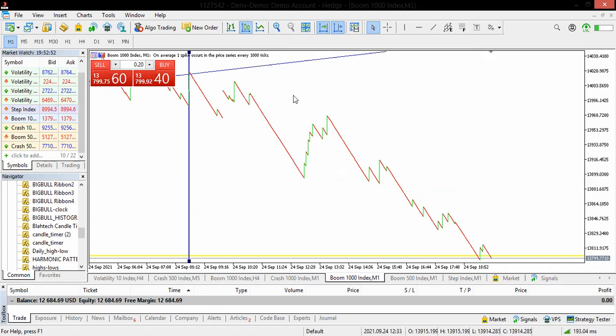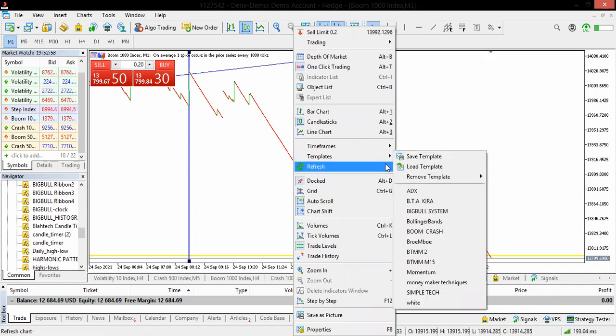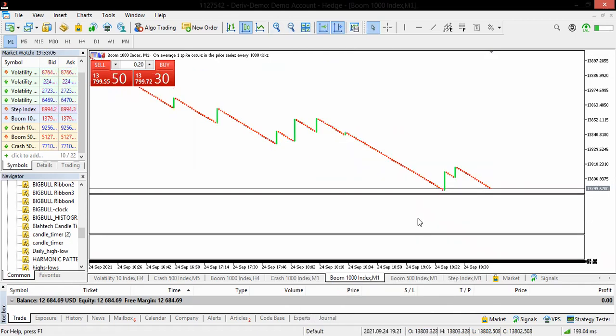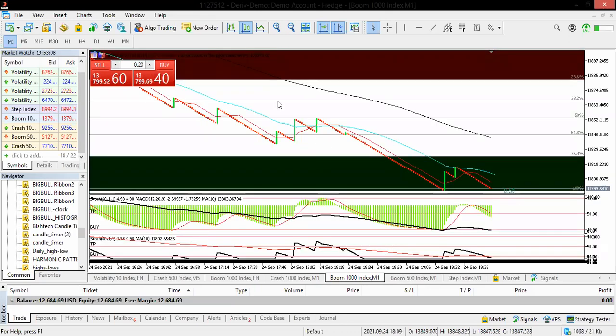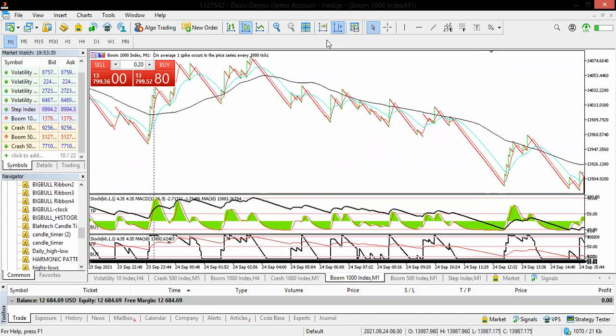Let me now add a template. Permit me to add my templates, which I will only tell you what counts in my templates and what did not count. Make money maker techniques. Okay, here's my template. Don't be deceived by all this color. I just want to show you something.